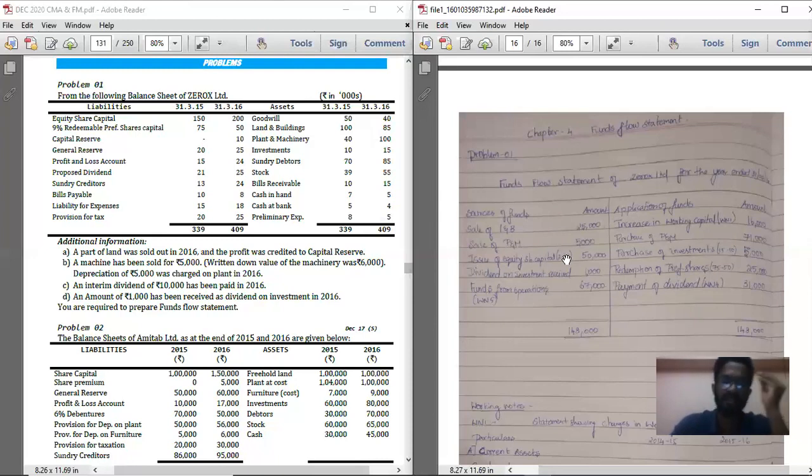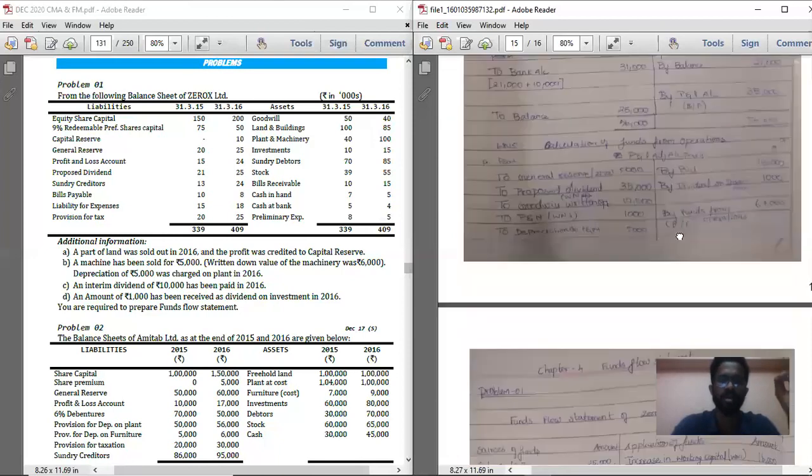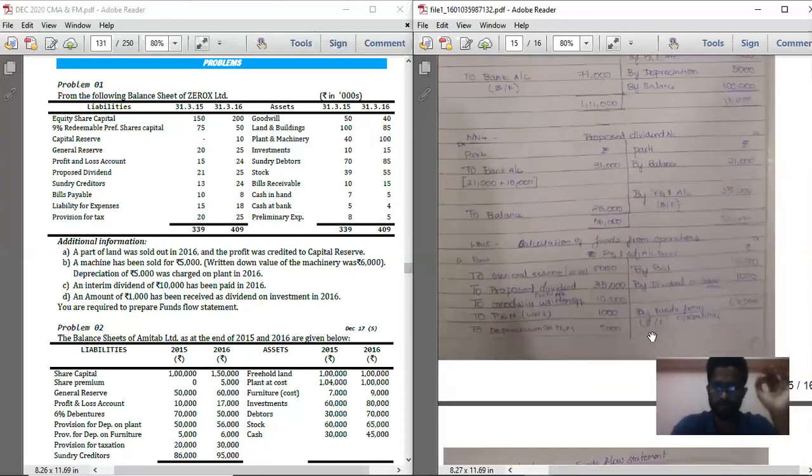Just understand this funds from operation clearly. It is similar to the profit and loss appropriation account. So below that, record working note number 5, calculation of funds from operation.